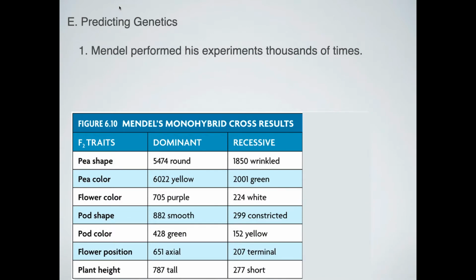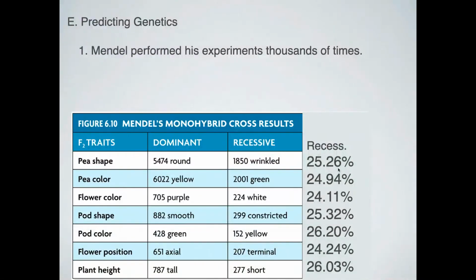But this is what he found for that second experiment, where he used the F2 generation and looked at all these different traits. The dominant trait showed up this number of times. The recessive trait showed up this number of times. So let's calculate percentage-wise what that ends up being. Well, take a look: 25.26, 24.94, 24.11.